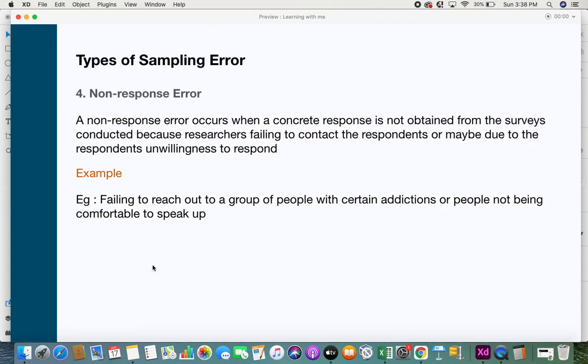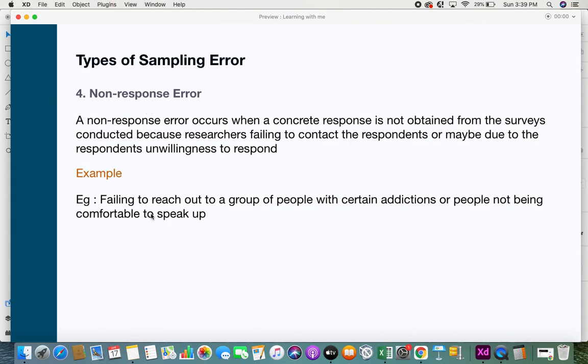And then the fourth type of error is non-response error. A non-response error occurs when a concrete response is not obtained from the surveys conducted because researchers fail to connect to the respondents, or maybe due to the respondents' unwillingness to respond. By the very name we know that we are not getting proper responses, or even if we get responses, we are not able to come to a conclusion or come up with a concrete or useful response. That is called a non-response error.